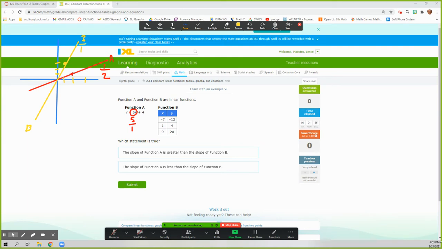Now, to find the slope on the table, if you watch my other video, this is y2, this is y1, and the equation is y2 minus y1. So y2 is 4 minus negative 12. And this is x2, because these are my 2's, and this is x1. These are my 1's. So x2 minus x1 would be 1 minus negative 7.